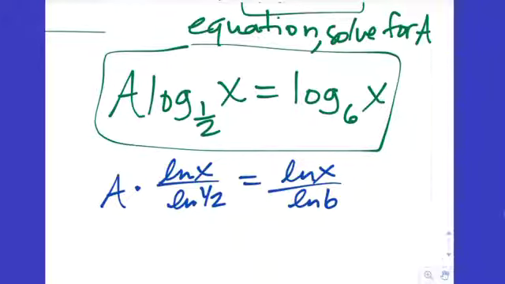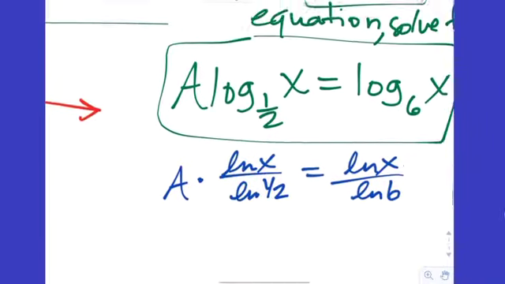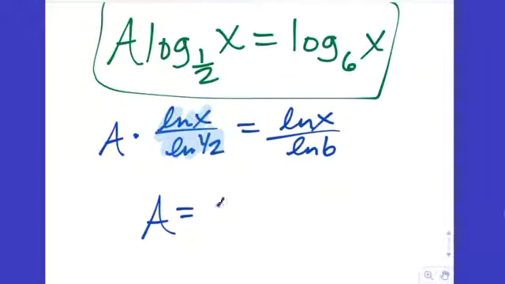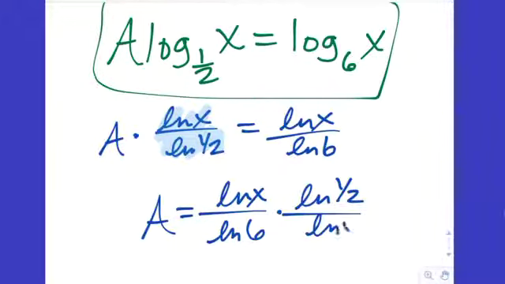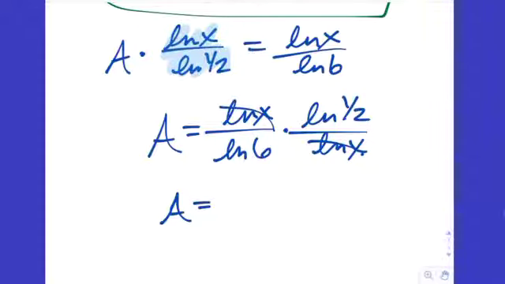And all we got to do is solve for A, right? Well, that's not difficult anymore. All I got to do is multiply both sides by the reciprocal of the natural log of x over the natural log of a half. So we get A equals, the right side stays the same, and then times the reciprocal of the one on the left, that's the natural log of half over the natural log of x. What happens to the natural log of x's? They divide out, yeah. And we're left with A equals the natural log of a half over the natural log of 6. And we're essentially done. That's a number.